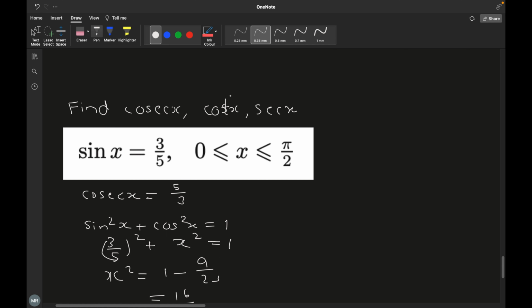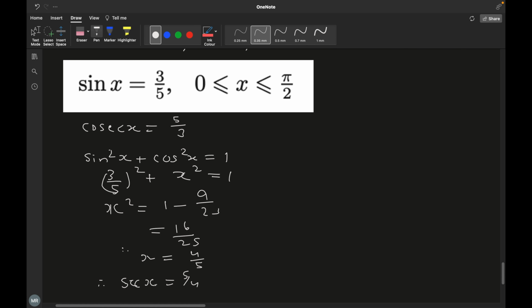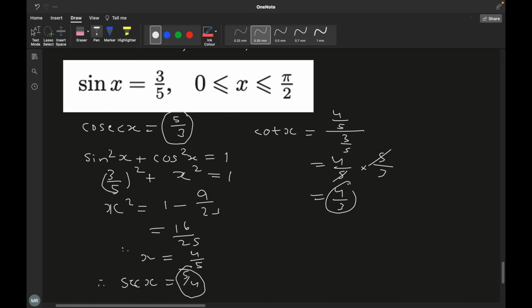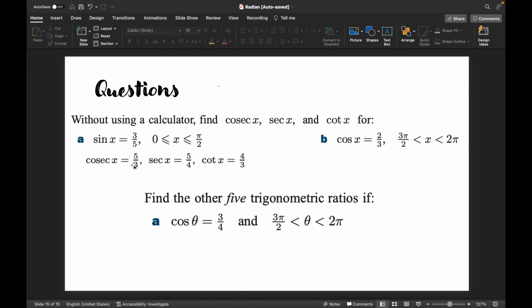And now we have to find cot x. We know that sin x is this and cos x is this. Therefore, cot x would be cos x, which is 4 by 5, divided by 3 by 5. Multiplying by the reciprocal, 5 by 3, it's going to be 4 by 3. So our answers are 5 by 3, 5 by 4, and 4 by 3. So let's see the answer. This would be 5 by 3, 5 by 4, and 4 by 3.